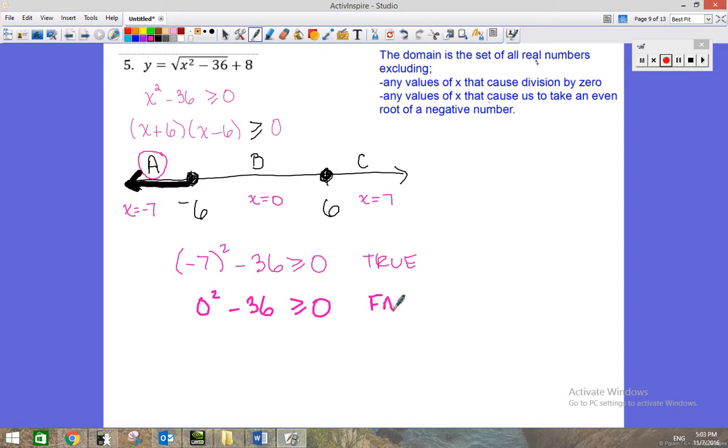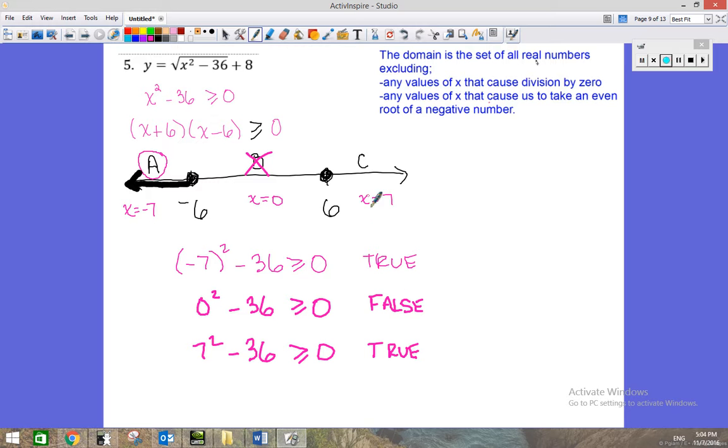That's a false statement. This test point did not make this inequality a true statement, so I'm not going to pick any of the test points that are in region B. If I pick any point in region C, 7, 8, 9, anything bigger than 6, if I square it and then subtract 36, this is going to be a true statement. We've already seen it. 49 minus 36 was 13. 13 is bigger than or equal to 0.